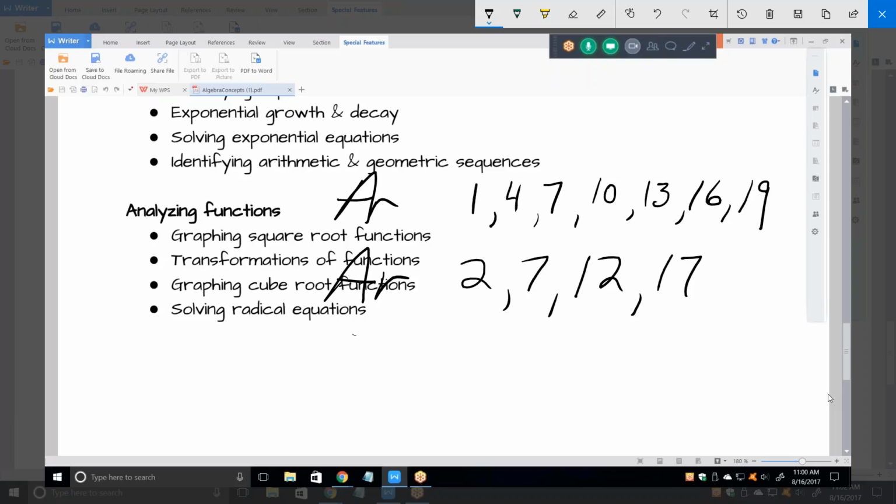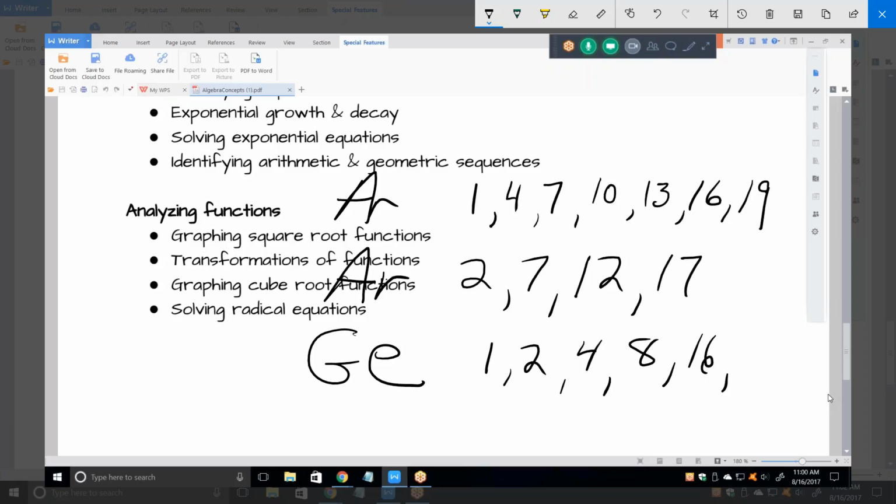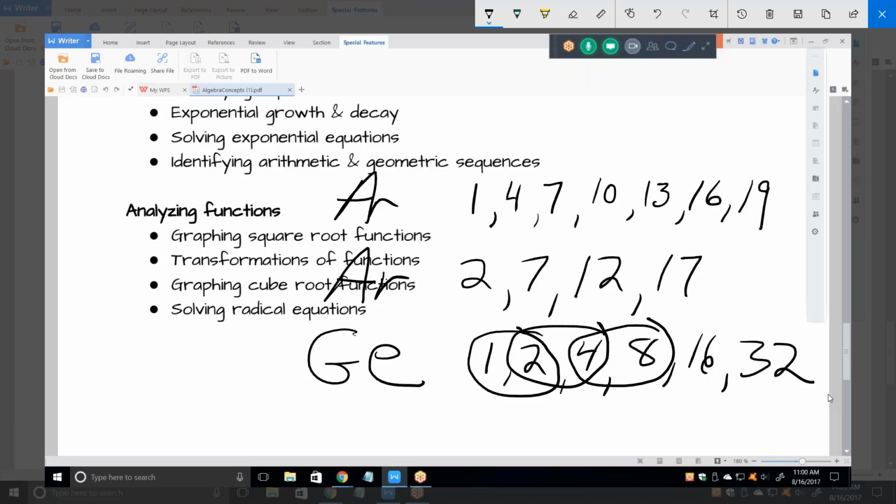Okay, geometric sequence. What's the next term? 32. What makes it a geometric sequence? A common number that you're multiplying by. Right. In other words, there's a common ratio. And every 2 is twice as big as 1, 4 is twice as big as 2, 8 is twice as big as 4, and so forth.